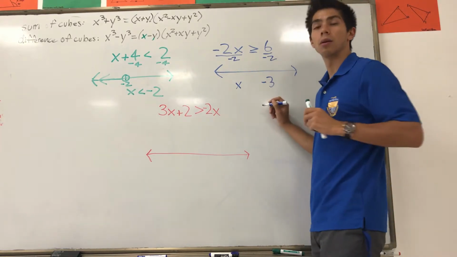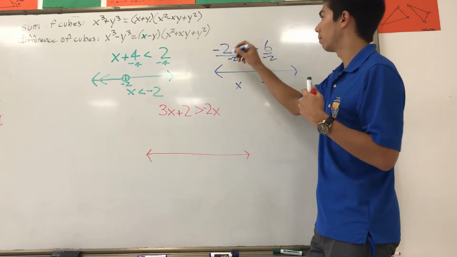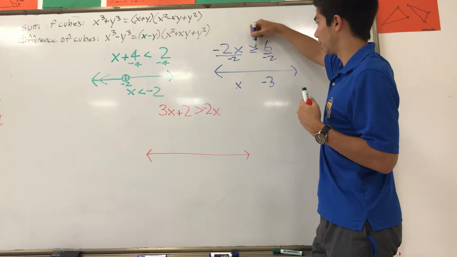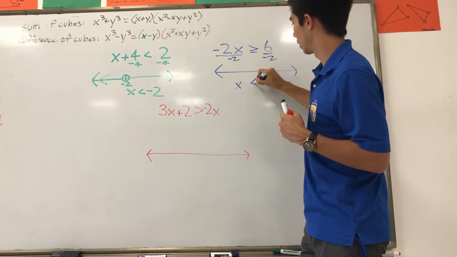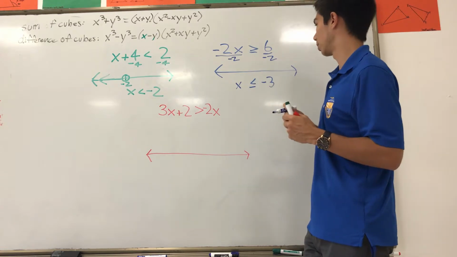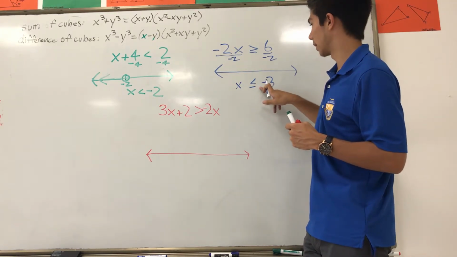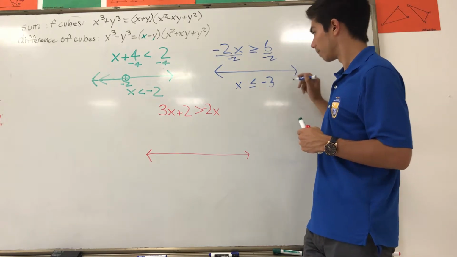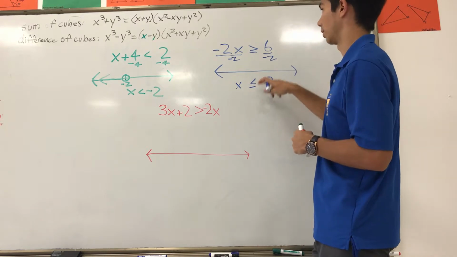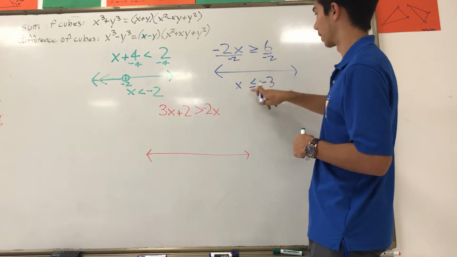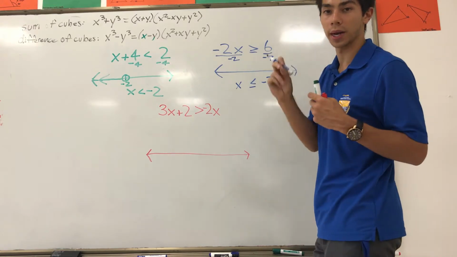The key here is that only when we are multiplying or dividing by a negative number, we are going to flip this sign. We're going to flip it completely. So this is going to be less than or equal to -3. Okay? So x is less than or equal to -3. Once I do that, I've now simplified it. So the big key here is that we flip the sign when we're multiplying or dividing by a negative number.